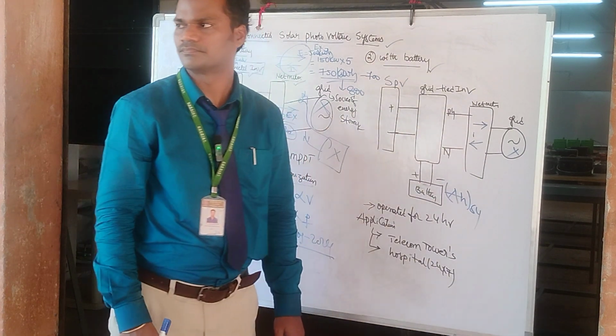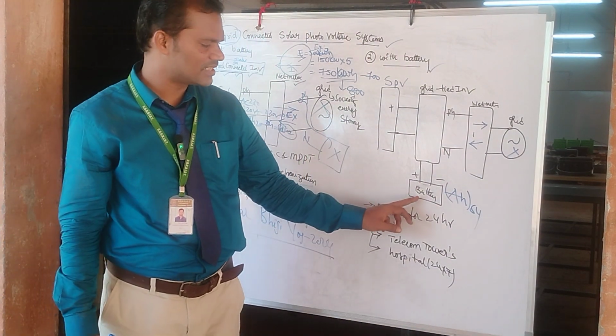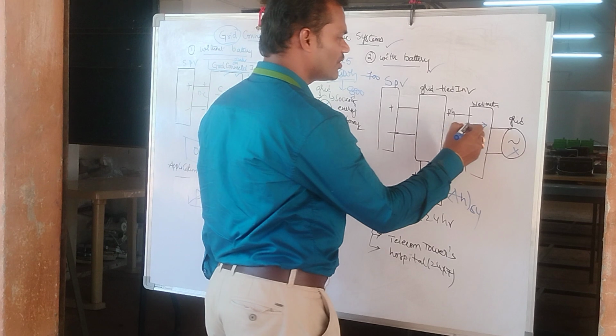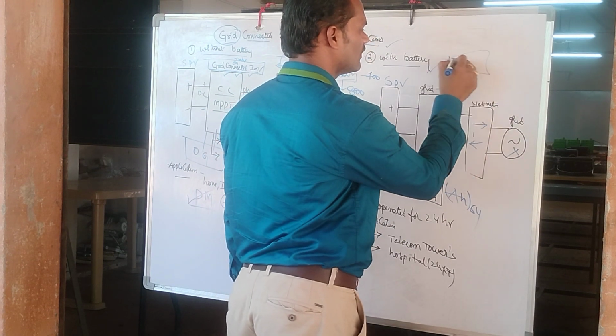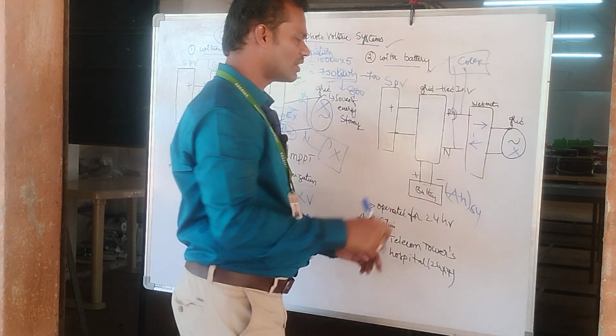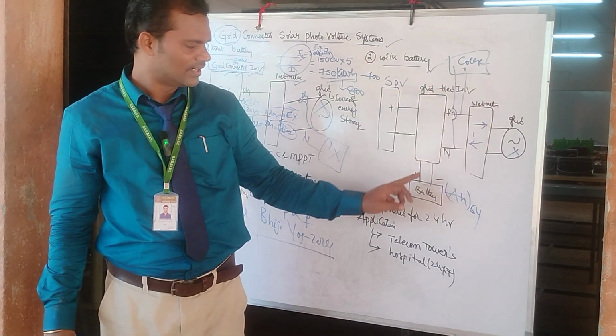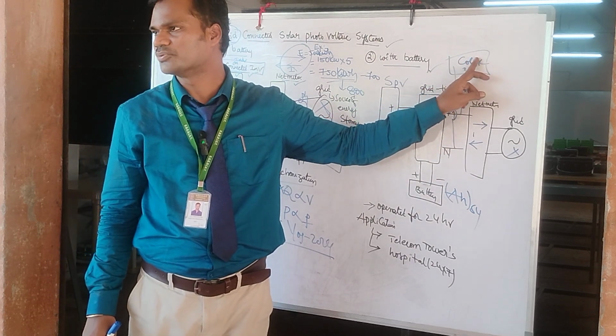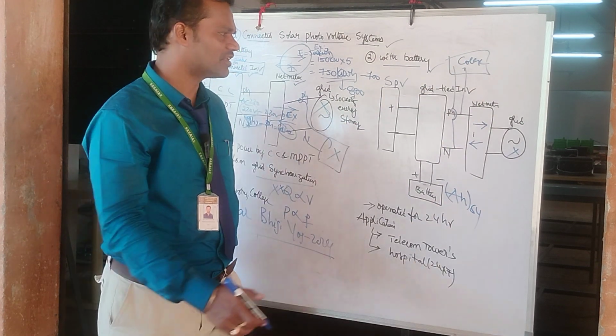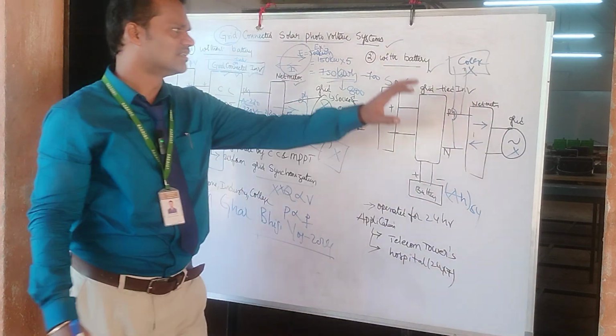Okay. And why are we not using this in our campus? Because this grid connected system with battery is very costly. Every 4 to 5 years you have to replace the battery, which will consume around 50 to 60 lakhs. That's why we are not going with the battery system, we are going without the battery system.